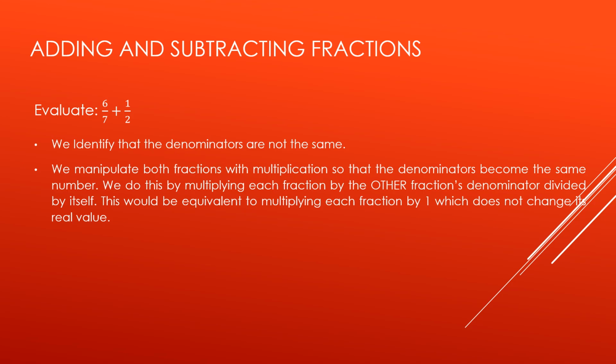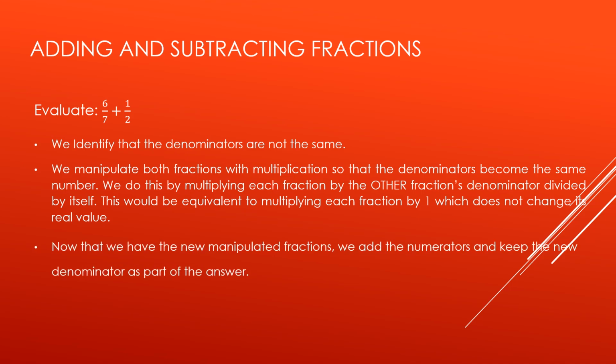We do this by multiplying each fraction by the other fraction's denominator divided by itself. Then we multiply across numerators and denominators. This would be equivalent to multiplying each fraction by 1, which does not change its real value. 3. Now that we have the new manipulated fractions, we add the numerators and keep the new denominator as part of the answer.